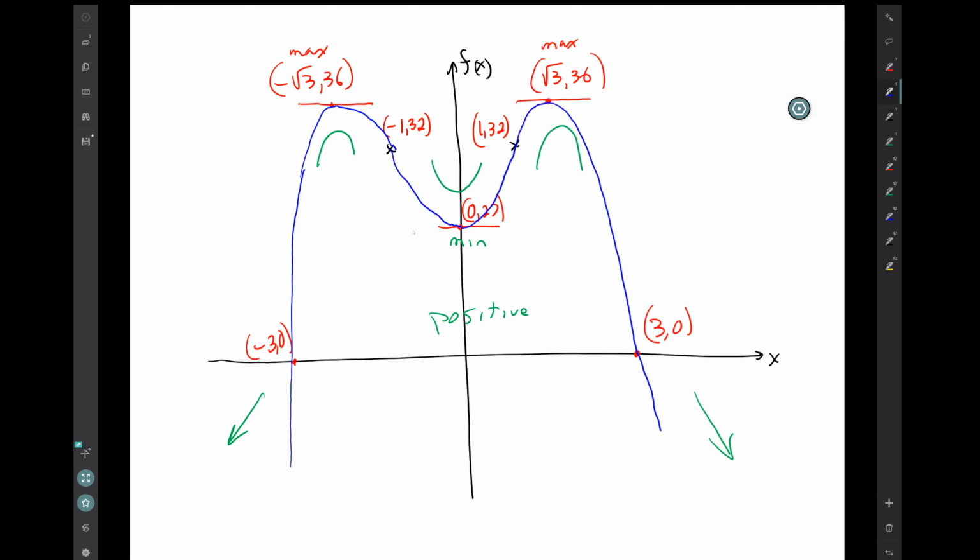So there you go. There's a graph that matches that concavity behavior, and I think you see that it matches the increasing, decreasing behavior as well. It is increasing until you get to negative square root of 3, decreasing until you get to x equals 0, increasing again until you get to positive square root of 3, and then decreasing to the right of that. And you can see that both ends of the graph go down. All right, that's a very long example, but it's a good example of the use of the graphing strategy.